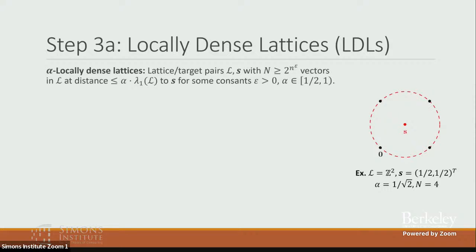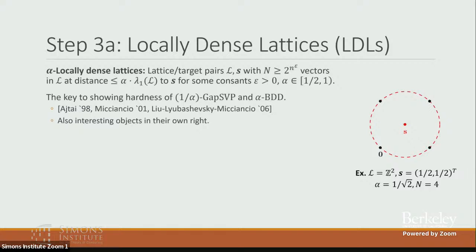Here's an example. Everything works very nicely with the integer lattice if we're thinking in 2 dimensions. Of course, the challenge with finding these lattices, as we'll see in the reduction in a second, is in larger dimensions. So here we look at the corners of the unit square. We put a target in the middle, and then we have 4 vectors at distance 1 over square root of 2, which is 1 over square root of 2 times the minimum distance.